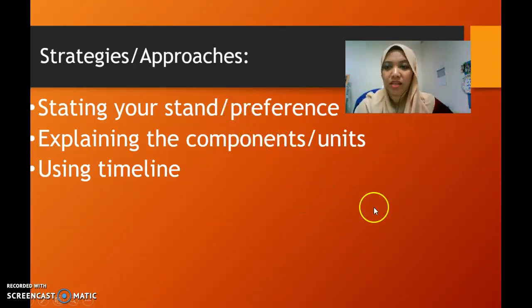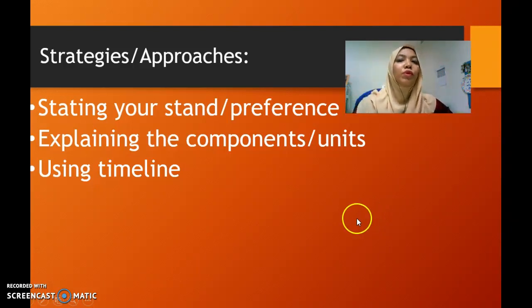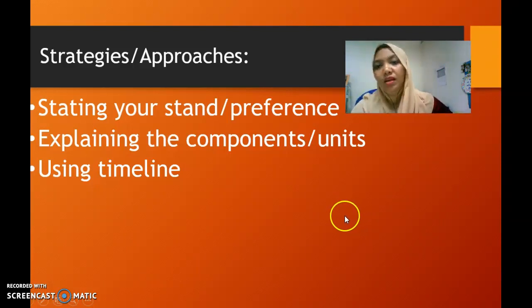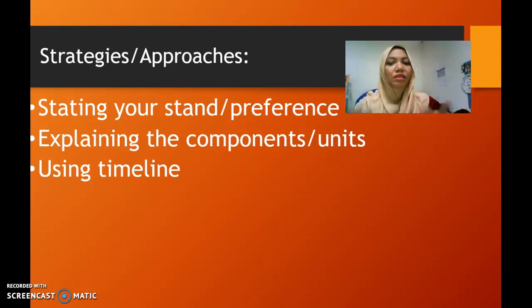The first strategy is you can state your stand or preference if this particular approach is suitable with your topic. For example, if you're given a topic, extreme sports, do you think it's good? Do you think it's dangerous? Start by stating your stand or your preference. Then you can further develop your points, your arguments according to your stand. If you like it, then you justify why you like it. The second approach is for you to explain the components.